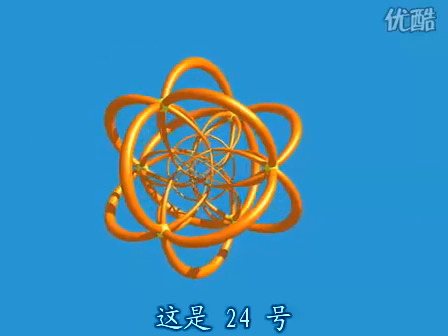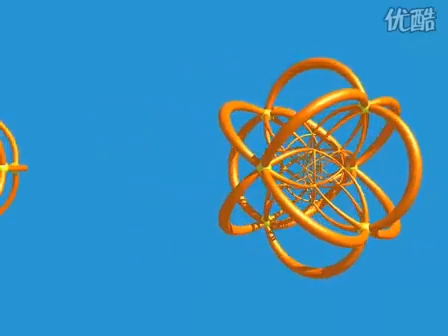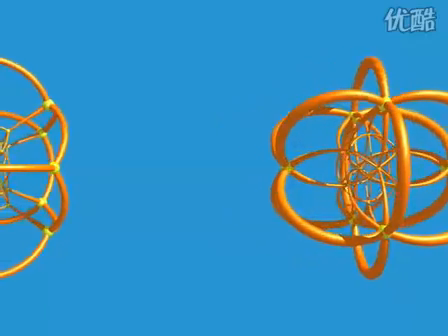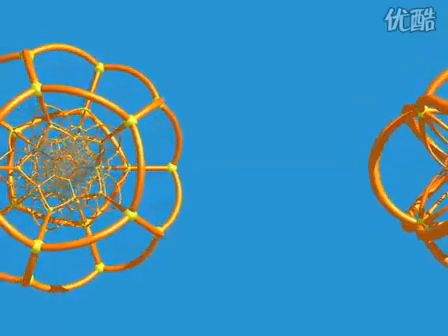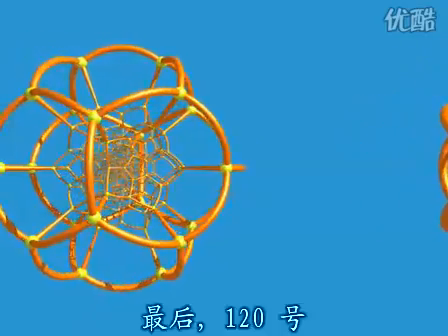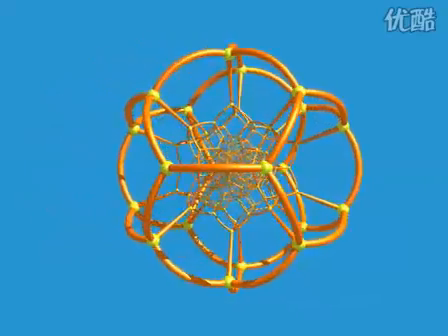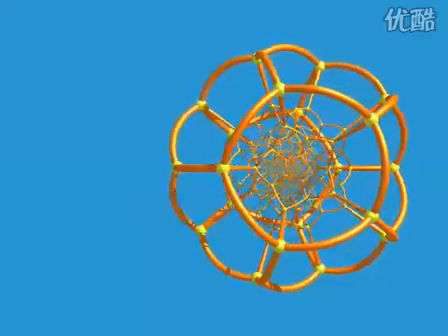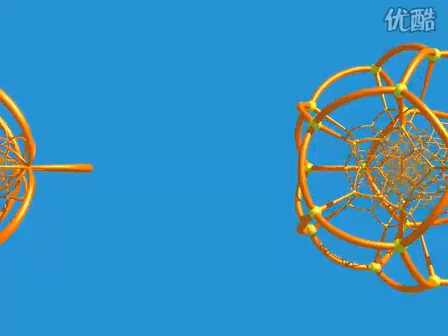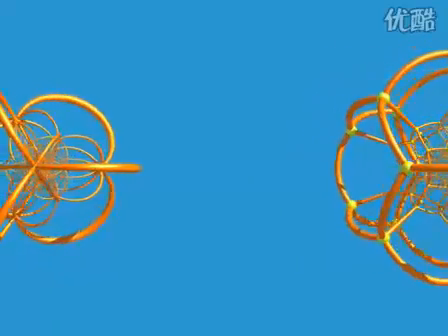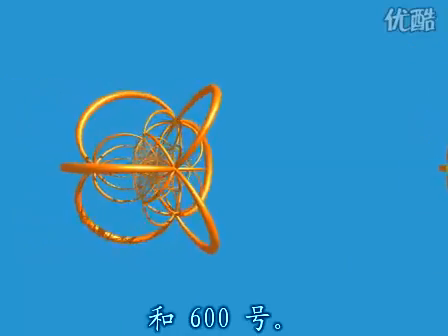Here's the 24 cell, with 24 vertices and 96 edges. Finally, the 120 cell and the 600 cell.